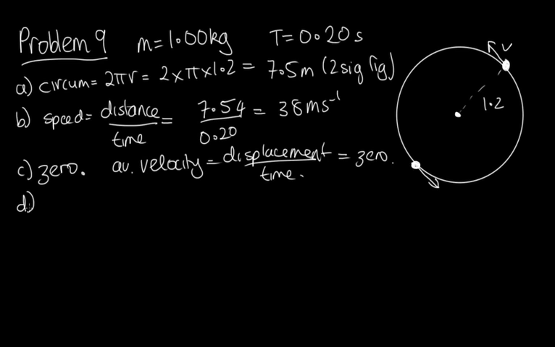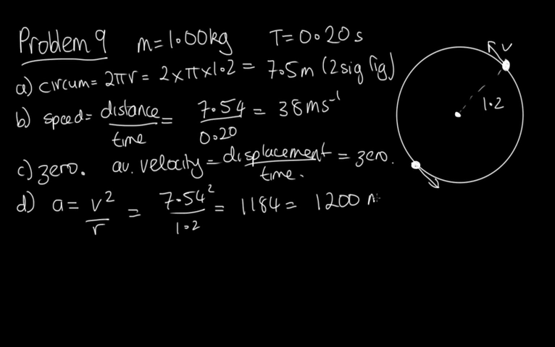Part D, we're asked what is the acceleration of the object at the point shown. To do this, we can just use our circular motion equation: a is equal to the speed squared over the radius. So this is 7.54 squared over 1.2, and solving that on the calculator, we get 1,184, which to two significant figures is 1,200 meters per second squared. And as it's an acceleration, we should give a direction. The direction for the acceleration is towards the center of the circle.